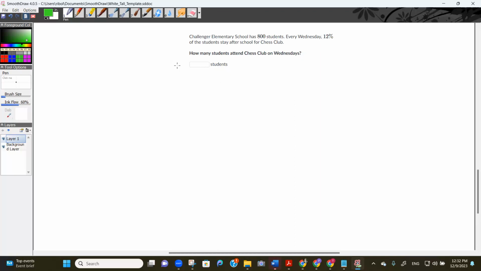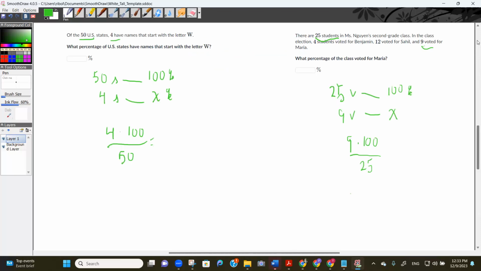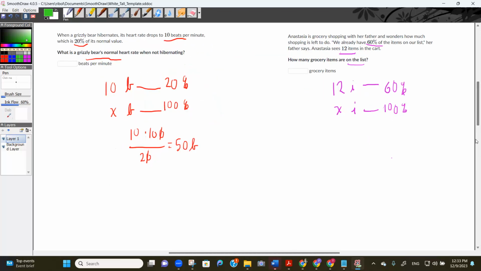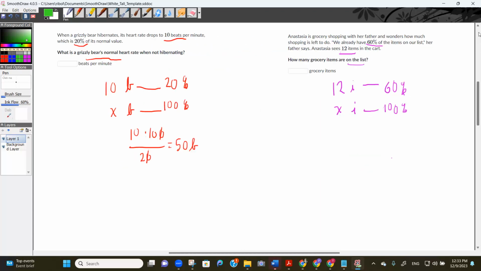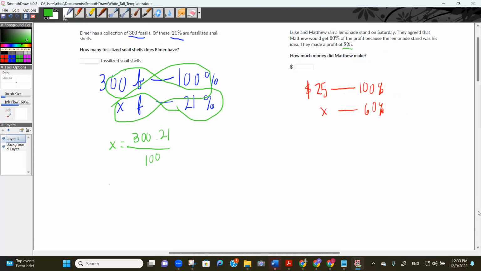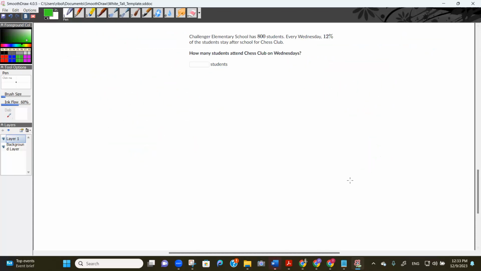This one is the last case. Which one of the previous cases is this last one? All right, so let's see which one it is. It says Challenger Elementary School has 800 students. Every Wednesday, 12% of the students stay after school for chess club. How many students attend chess club on Wednesday? So now the invitation here is to set up the problem using the rule of 3, and to decide which one of these other types of problems this last one is.